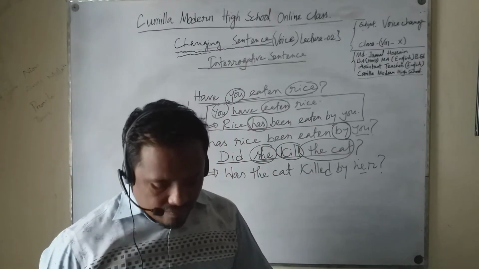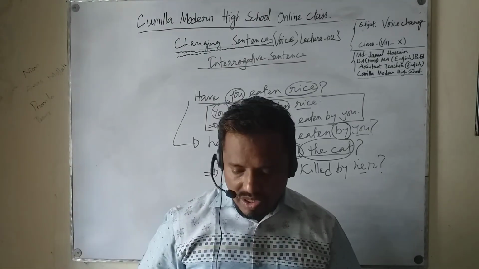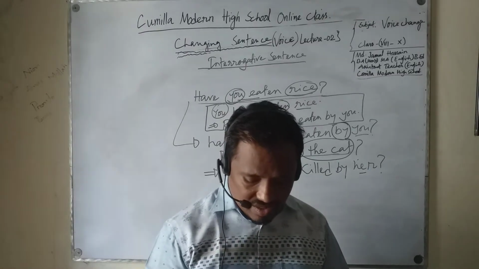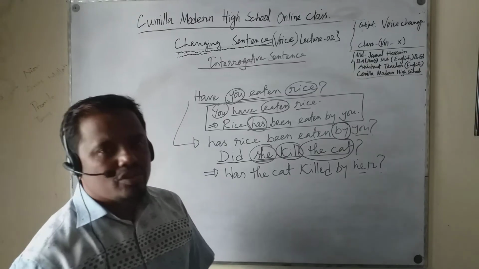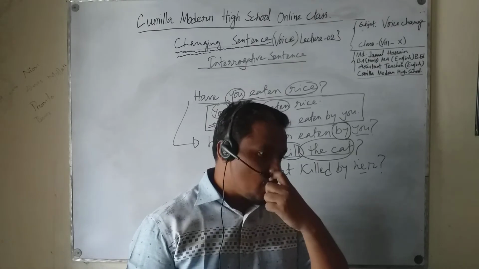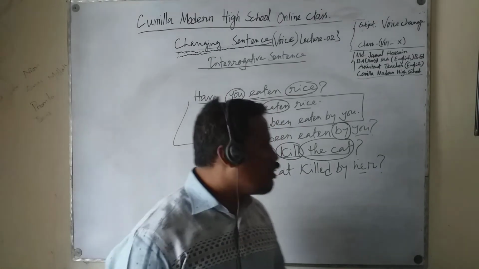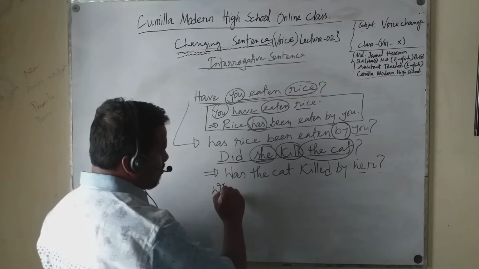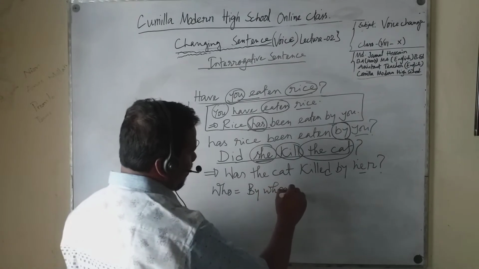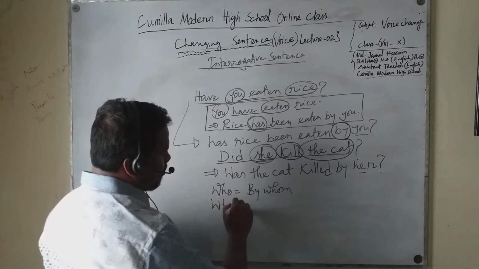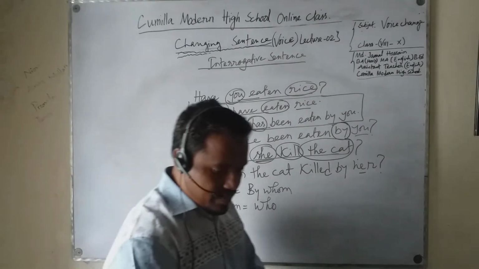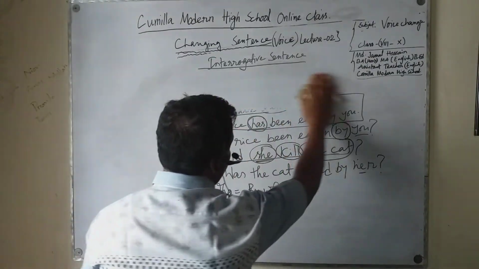Now if the given interrogative sentence begins with a WH word, in that case most of the WH words will remain the same in passive voice except who and whom. If there is who, you have to use whom, who will be replaced by whom, and if there is whom, in passive voice it will be who. Okay, now I am giving you some examples of that.